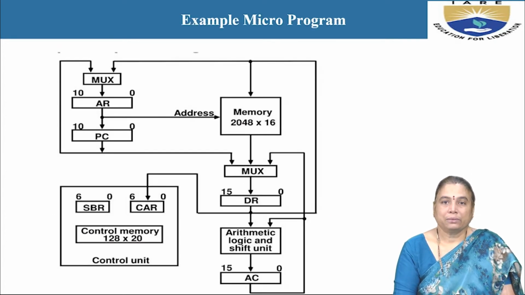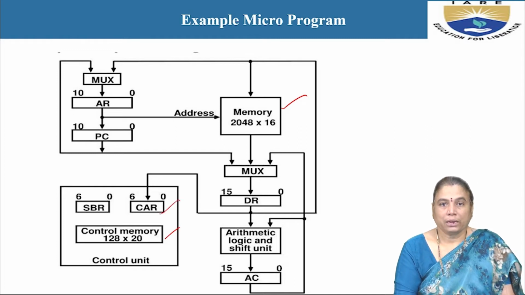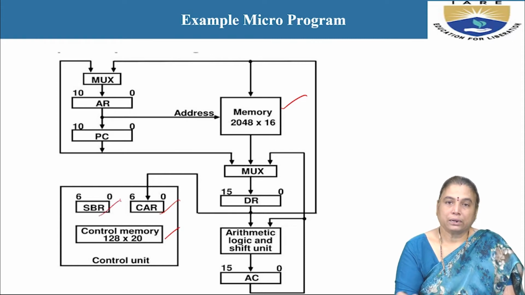How can these two memories be arranged in the microprogram computer? Here are two memories: one is the main memory, the second one is the control memory. Here this is the location of the main memory. The second one is the control memory, the memory associated with the control unit. The control memory can be accessed with the help of the CAR, control address register. And the subroutine address can be saved with the help of the subroutine register.